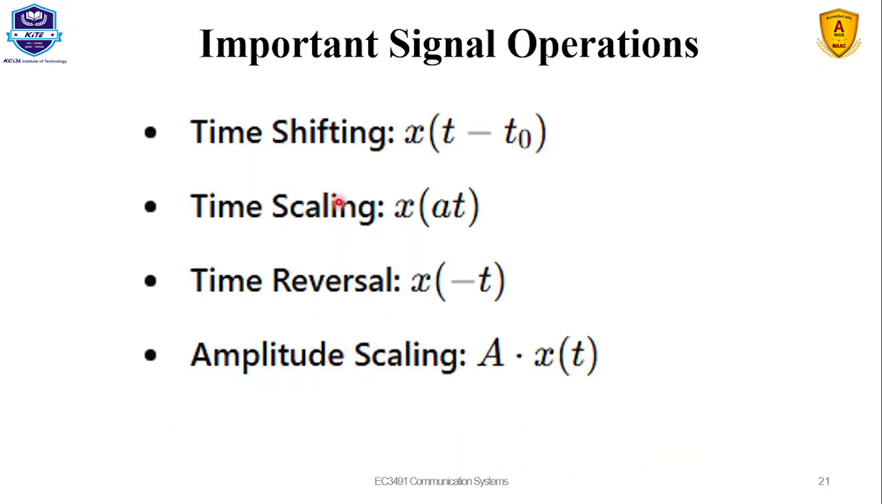Now we will relate how the importance of the signals in terms of signal operation is considered. When talking about signal operations, these four operations are very important. That is time shifting, x of t minus t naught; time scaling along the time axis only, where a is multiplied in the time domain scale; time reversal, where x of t is represented as x of minus t, so it is reversed; and amplitude scaling, where the signal is there but the amplitude is multiplied. So these four are very important operations.